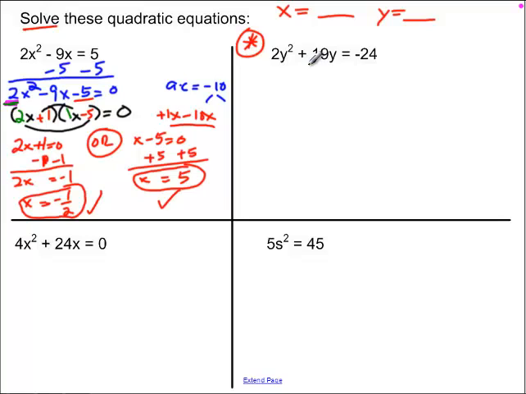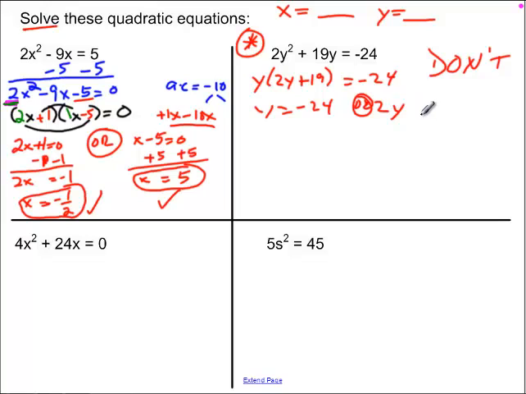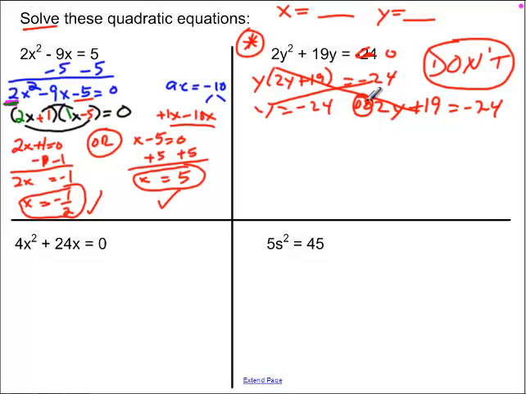Let's take a look at this just for fun. We cannot start this way, and I'll repeat: don't do this. Don't say, oh, 2y squared plus 19y, I'm going to factor out a y, and I got a 2y plus 19 equals negative 24, so that y equals negative 24. I'm going to write real sloppy just because this is not the way to do it. Don't do that, because the zero product rule says that you've got to have this equal to 0. Alright, so don't do that. You've got to make sure that everything is equal to 0. How do we do that?